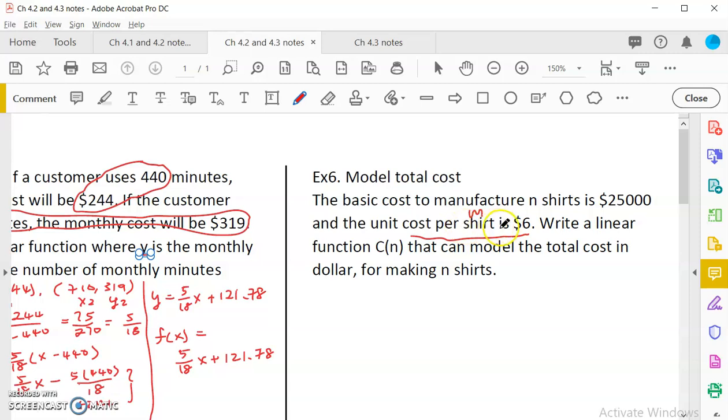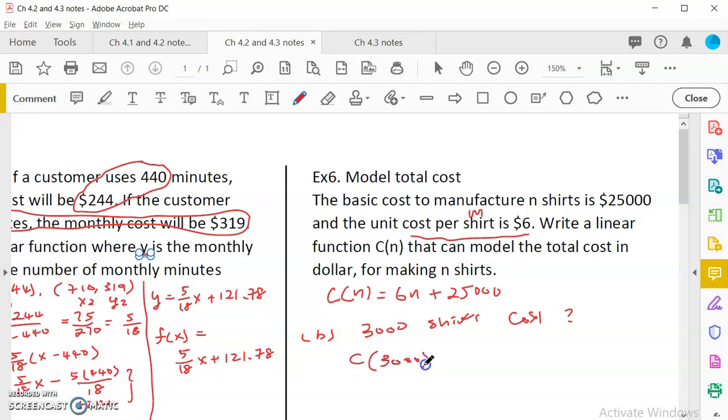And this is our basic cost. So even if you don't manufacture anything, you have to pay this. So this is kind of like the y-intercept. You can write it out really easily: C of n equals 6n, the mx, plus 25,000. And then you can use it to solve a question like B. How much does it cost to manufacture 3,000 shirts? What you do is C of 3,000, plug it in and get the answer. Okay, so it's pretty straightforward.